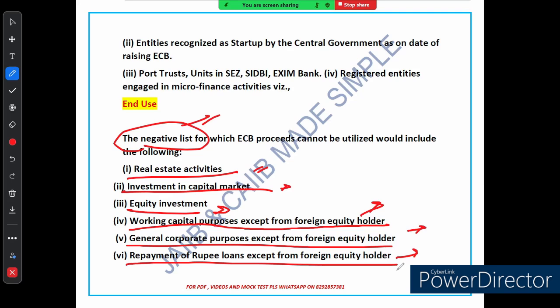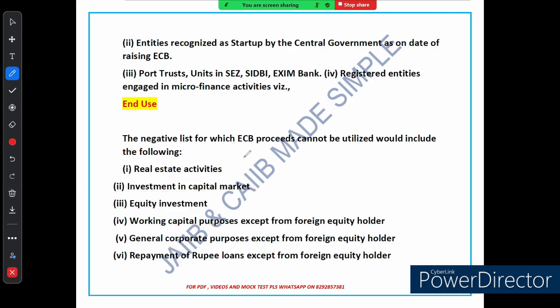So what I have told you, see, first of all, you can't use this money for real estate activity. Second thing is you can't invest in stock market. The third thing is you can't invest in shares. And the next thing is you can't use it for working capital purposes, provided the condition is that you have not taken it from the foreign equity holder. That's the point. Hopefully it is clear now.